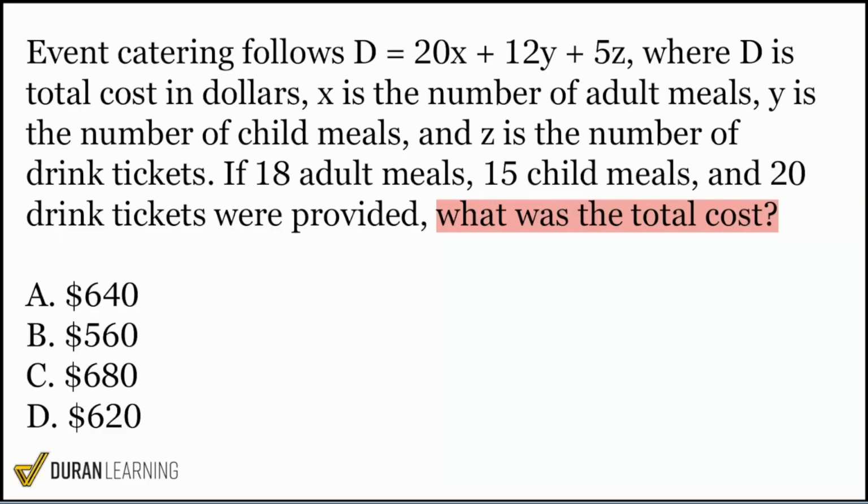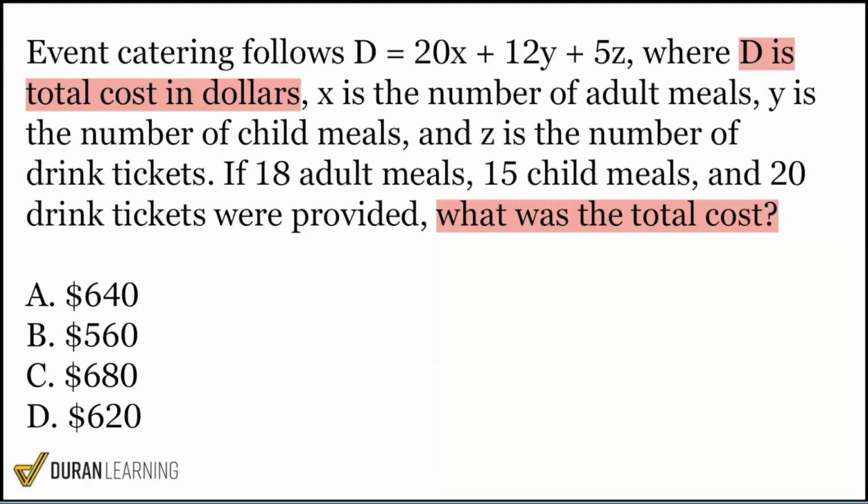So this says that event catering follows the equation D equals 20x plus 12y plus 5z, where D is the total cost in dollars. Right there. Notice what it says. We're looking for the total cost. And right here it says that D is the total cost in dollars. So immediately I'm feeling pretty good about that because I have pointed out what I am trying to find at the end of the day.